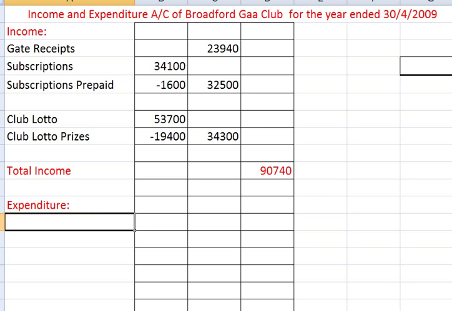Moving on then to expenditure. So there was maintenance expenses, and those are 3,780.